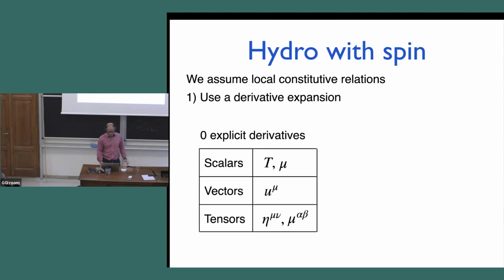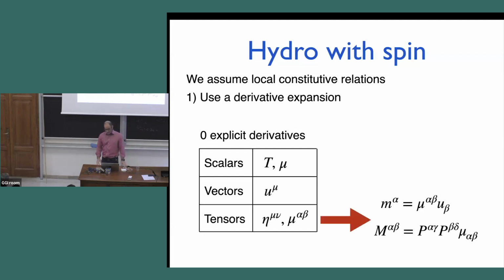So we need to use a derivative expansion. So what we're going to do at first is just do what we did before. We write down all possible terms that don't depend explicitly on derivatives. I'm saying explicitly because we're going to need to change that in a little bit. Okay, so there's no explicit dependence on derivatives. And I'm going to use some traditional formalism where I decompose the tensors into parts that are parallel and orthogonal to the velocity field. So my spin chemical potential is going to have a vector part and a tensor part.